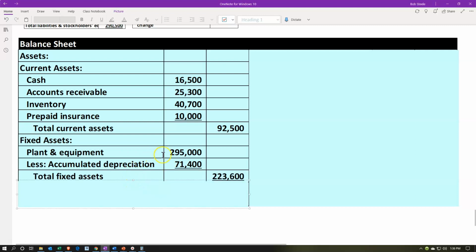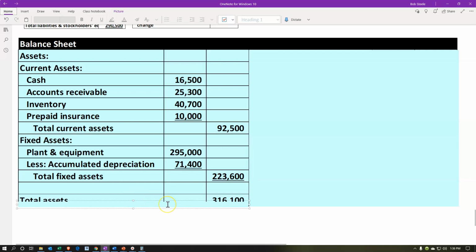And therefore, the difference between these two numbers is going to be basically the book value, and that's going to be the $223,600. We could have not done that and just had the plant and equipment at the $223,600 representing the book value, but that wouldn't give us much information. It wouldn't tell the reader, hey, look, this is an estimate, and the amount of decline is an estimated number that we allocated the cost for. Okay, so then we have the total assets down below, and that's going to be the fixed assets and the current assets. So we're just going to add up the $92,500 plus the $223,600 to get to the $316,100.